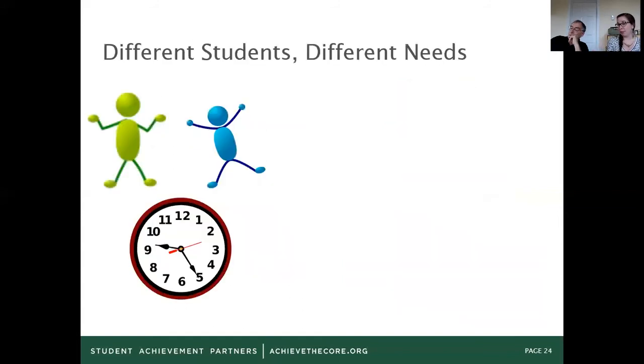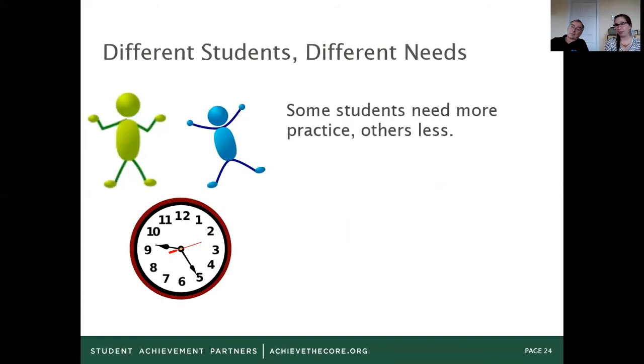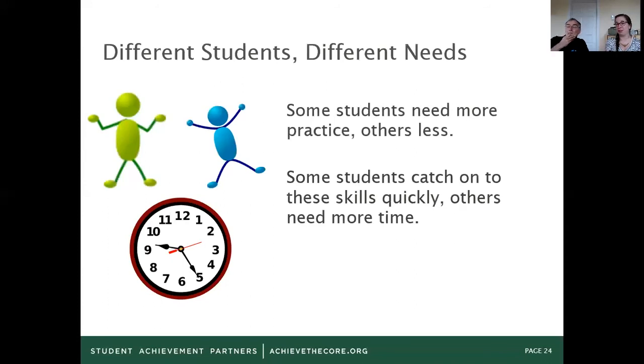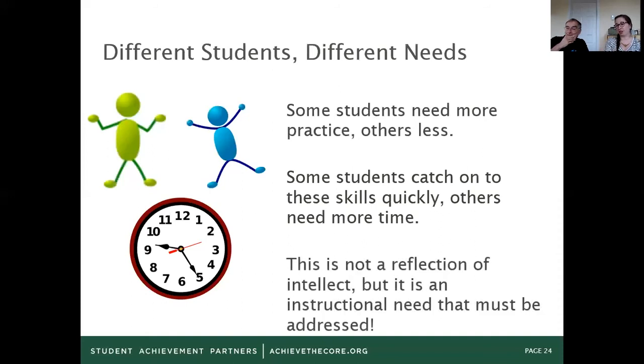So we've got some thoughts here on differentiation. We've talked about this a lot. Different students need different things. The main takeaway that we've said, I think, in almost every module of this course, I want to make sure that it really hits home and goes with you outside of this course and into your classrooms, is that some students need more time and others need less. That some students catch these things very, very quickly and some don't. And what David spoke about before, this is not a reflection of intellect, but it's an instructional need. So the students who need more time need to be given more time. That needs to be prioritized.